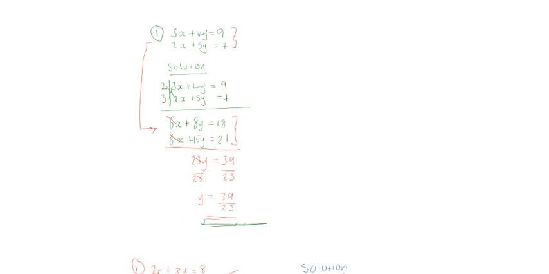For us to find the value of x, we're going to replace y with 39 over 23 in any of the two equations. So I'll choose the first one. So I'm having 6x plus 8, open bracket, where there is y, I'm putting 39 over 23.